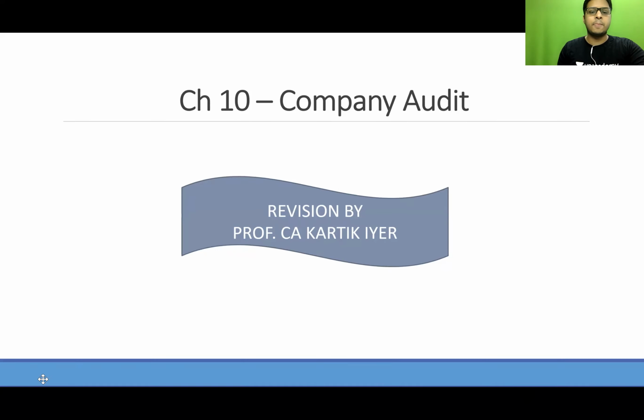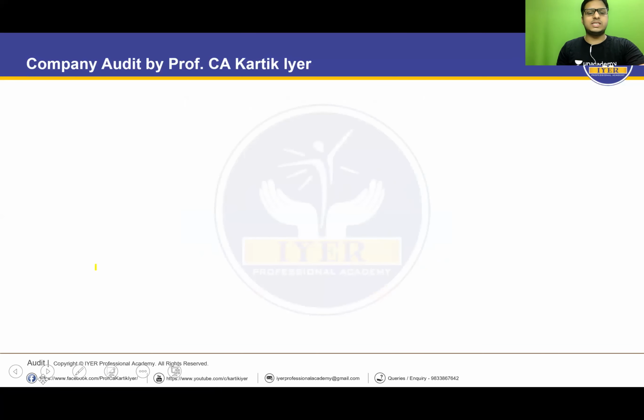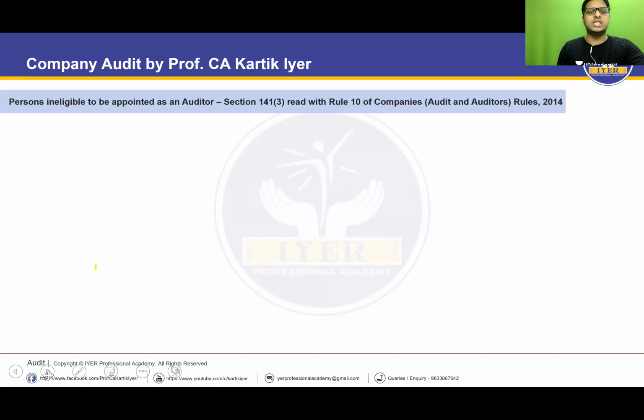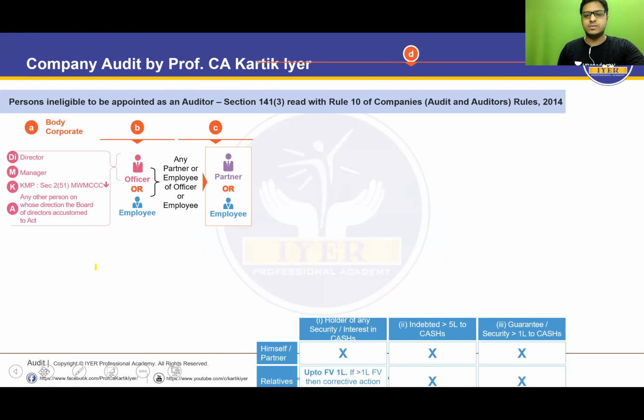Okay, let's see this. Now, first of all, in the class, we had seen persons ineligible to be appointed as an auditor, Section 141 subsection 3, read with Rule 10 of the Companies (Audit and Auditors) Rules. Okay, it is given here. So let's see this first.